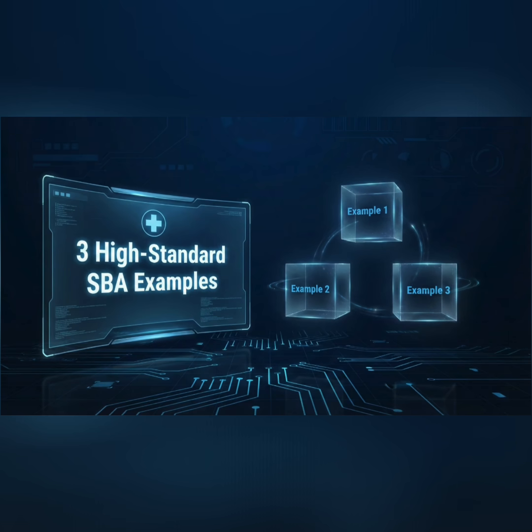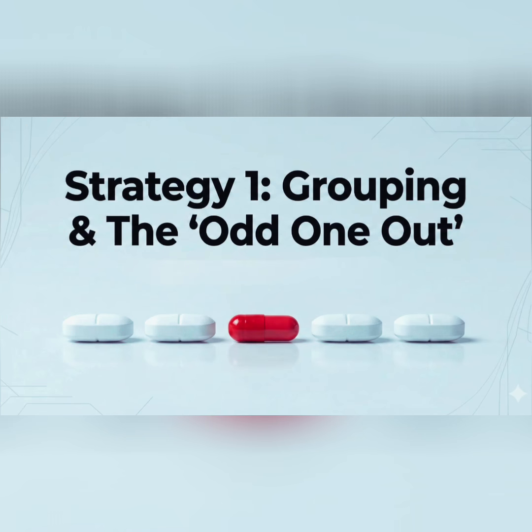Let's dive in. Strategy 1, the grouping technique. Our first strategy is called grouping. Examiners often construct the 5 options by choosing 3 from one category, 1 from another, and 1 correct answer. If you can identify the category the question is asking for, you can slash the odds immediately. Let's look at this example regarding abdominal pain.